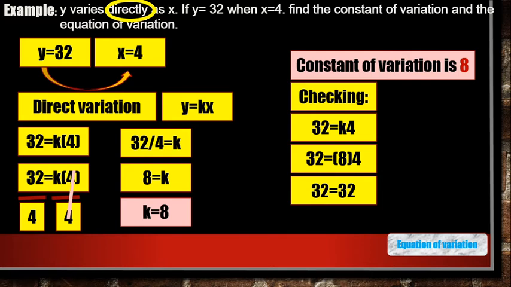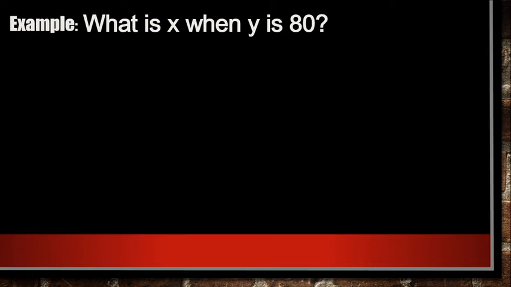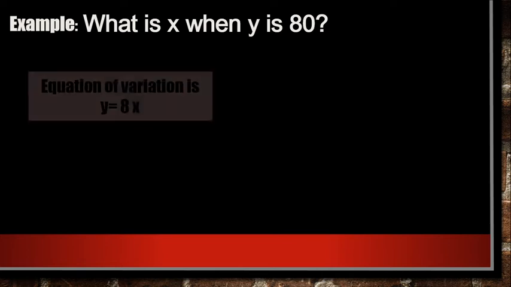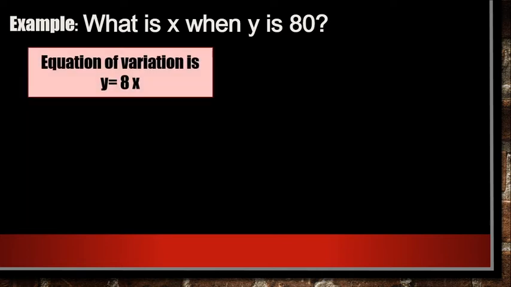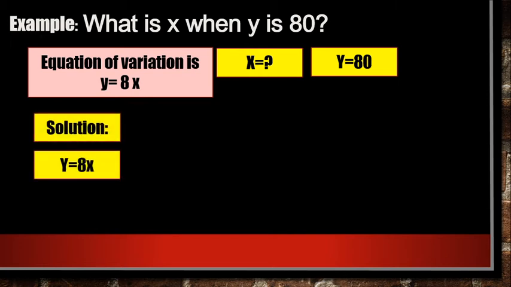Now, let's find the equation of variation. Y is equal to 8x. Why? Because the equation for direct variation is y is equal to kx, and the value of the constant of variation is 8. Alright. Now, we are going to use this equation of variation in solving other problems. What is x when y is 80? So, using the equation of variation, y is equal to 8x, we're going to find x given y is equal to 80.